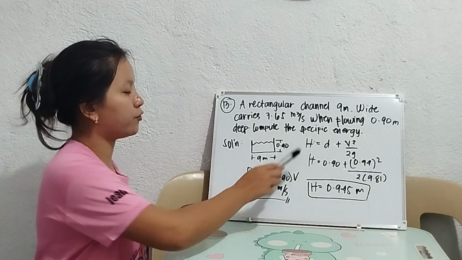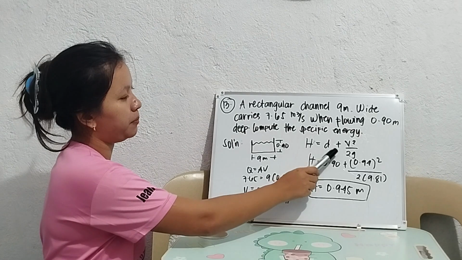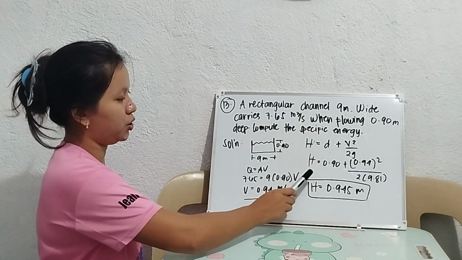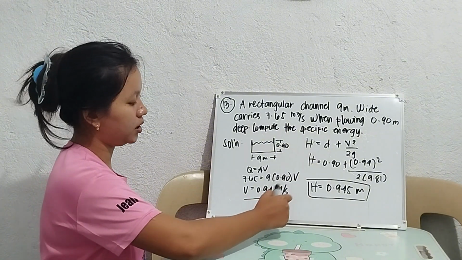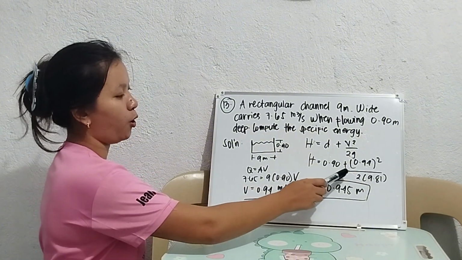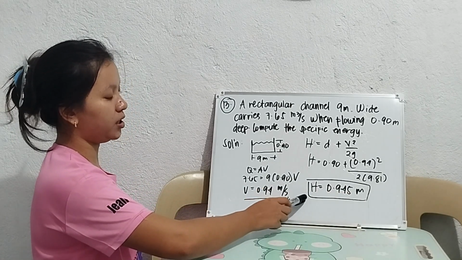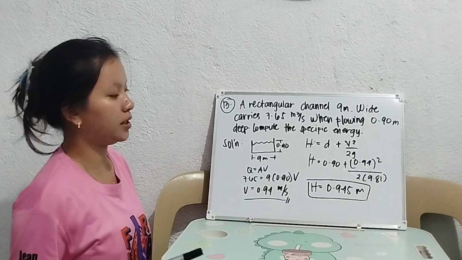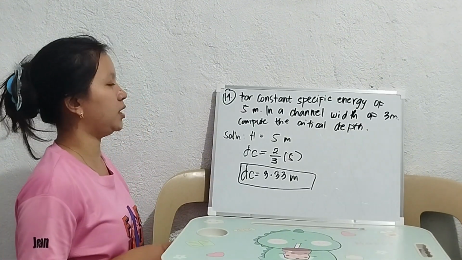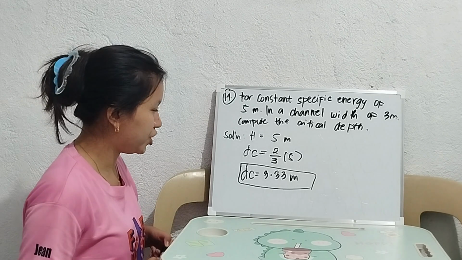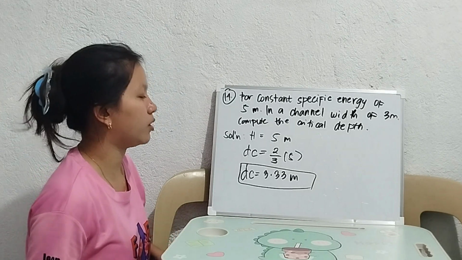And then, we have the formula to compute the specific energy. Specific energy equals D plus V squared over 2G. So, we have the D, which is 0.90, and then the velocity, 0.94 squared over 2 times 9.81. So, the answer will be, the specific energy is equal to 0.945 meters. Okay, so for number 14, for a constant specific energy of 5 meters and a channel width of 3 meters, compute the critical depth.